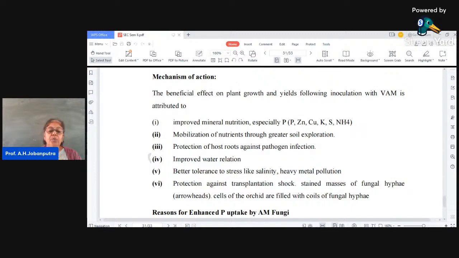They protect the roots of the host against plant pathogens. They improve the absorption of water.